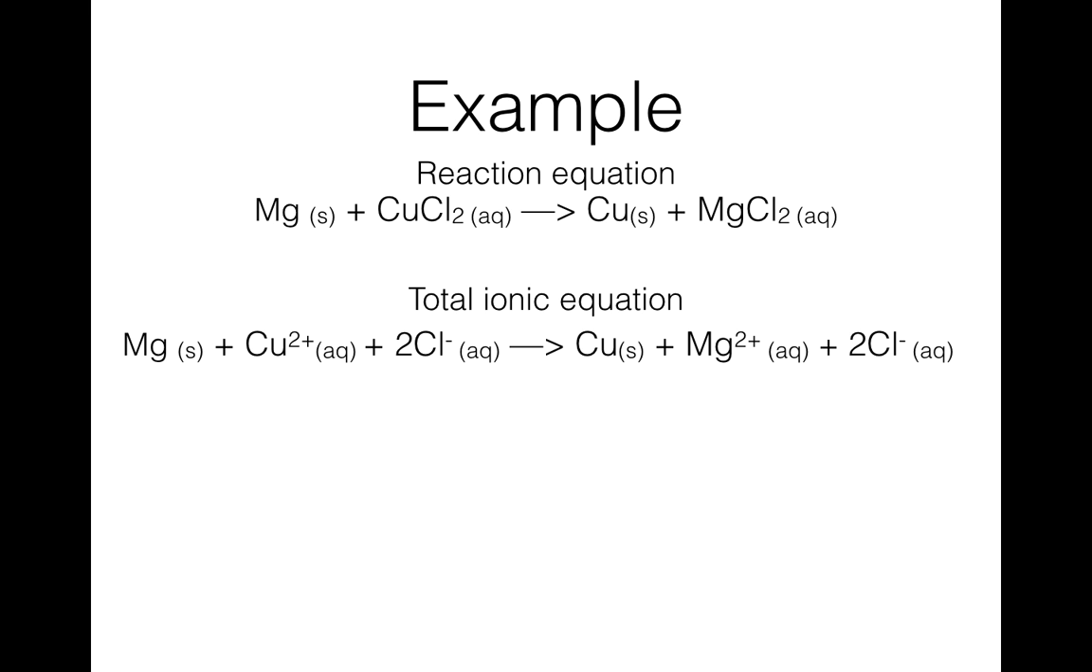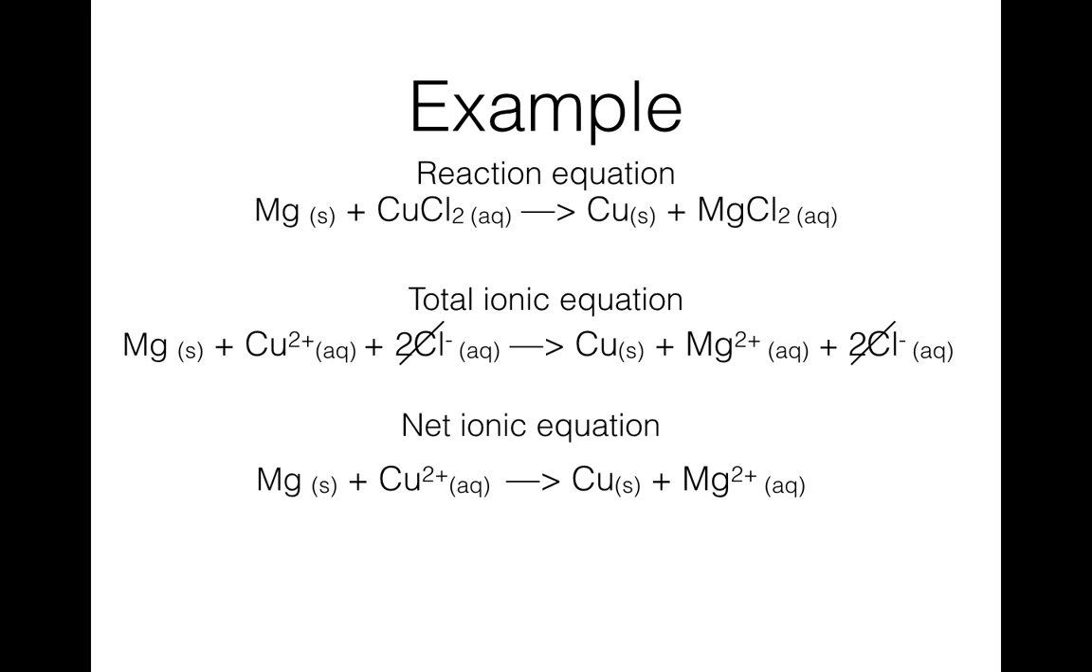And so when we have spectator ions like that, we can cancel them out because they're not really doing anything. And we can rewrite our equation showing only the things that are actually involved in the reaction, which in this case are magnesium and copper. And we call this the net ionic equation because it only shows the things that are actually involved in the reaction.